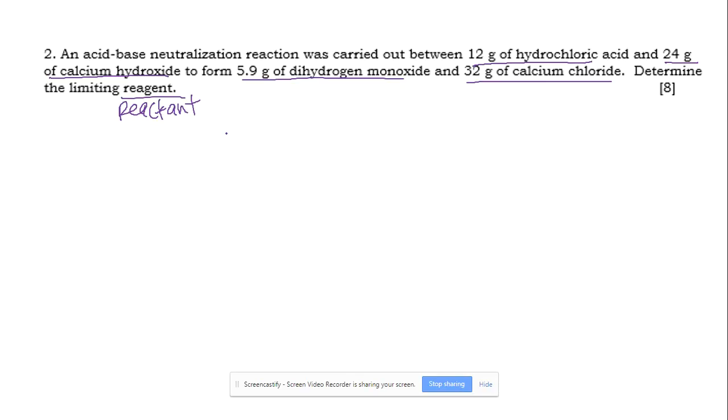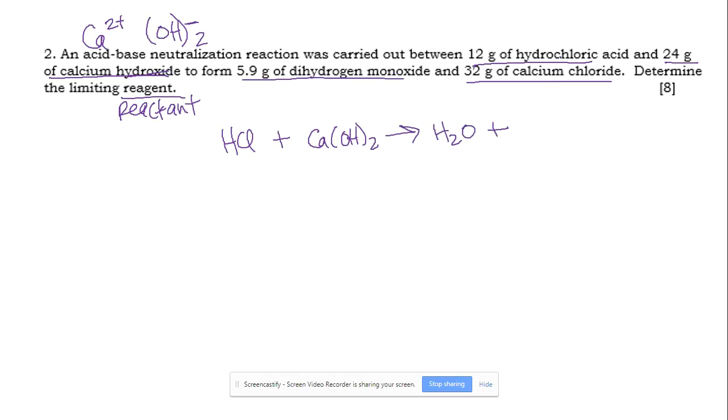So we have some hydrochloric acid and some calcium hydroxide. Calcium is a metal with a charge of +2, and hydroxide is a polyatomic ion. It's OH with a charge of -1. +2 and a -1 are not balanced, and so I need to double that hydroxide polyatomic ion, Ca(OH)2. And that's going to produce dihydrogen monoxide, that very dangerous chemical, and some calcium chloride.